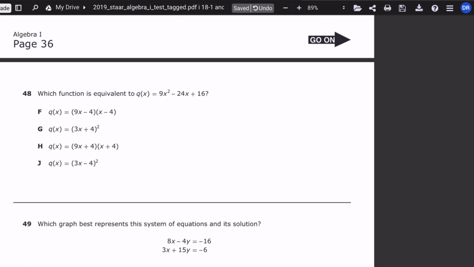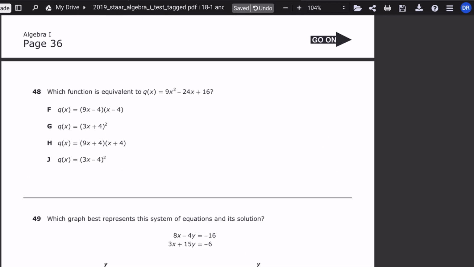48th, which function is equivalent to q of x equals 9x squared minus 24x plus 16? Now given these options, we can find the answer in such a way that you are given here this is 9x squared and this is 16. These two are perfect squares, isn't it? You can write this as (3x) whole squared and this as 4 squared. Now you have a minus sign over here and a plus sign over here.